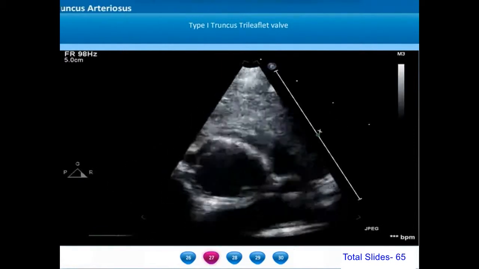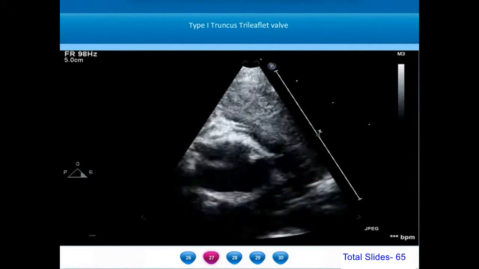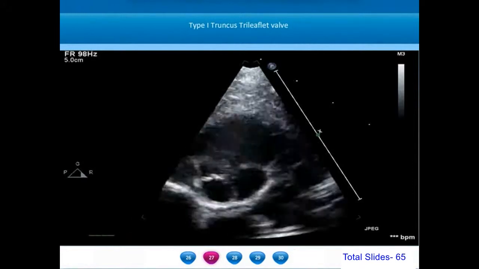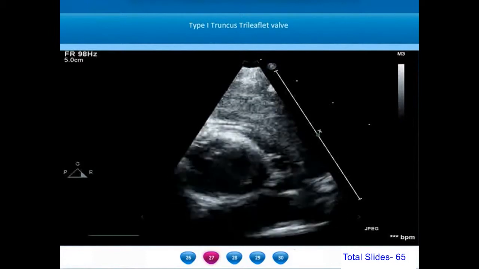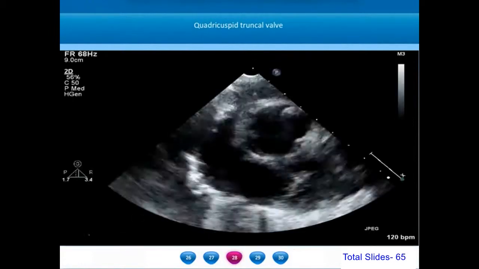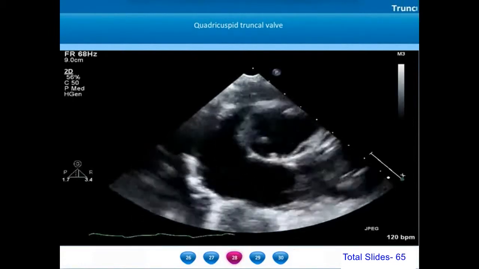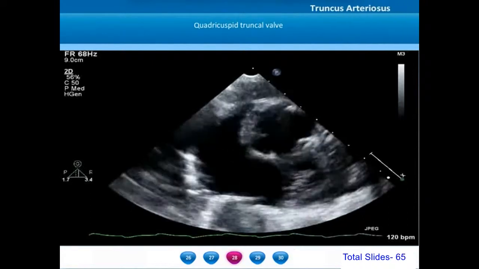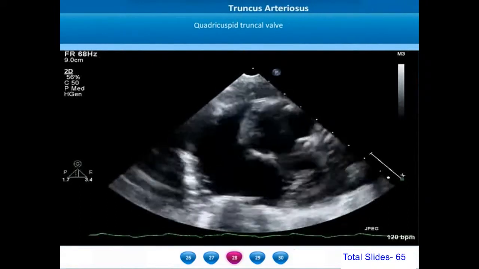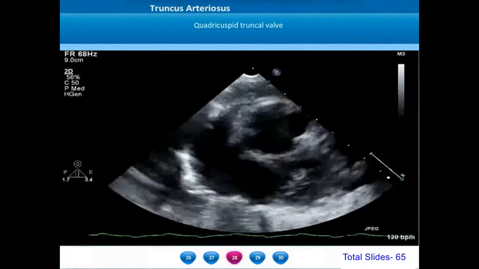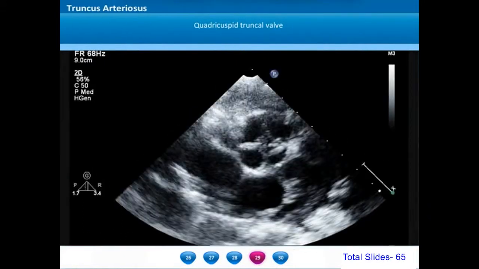We can also appreciate that the truncal valve is a trileaflet valve. In the majority of truncus arteriosus, the truncal valve is trileaflet. In about 1/5 of the patients, the truncal valve can be quadricuspid. This is an example of a quadricuspid truncal valve. When there is a quadricuspid truncal valve, all the four cusps may be either symmetric or sometimes one of the cusps can be very malformed and very small.